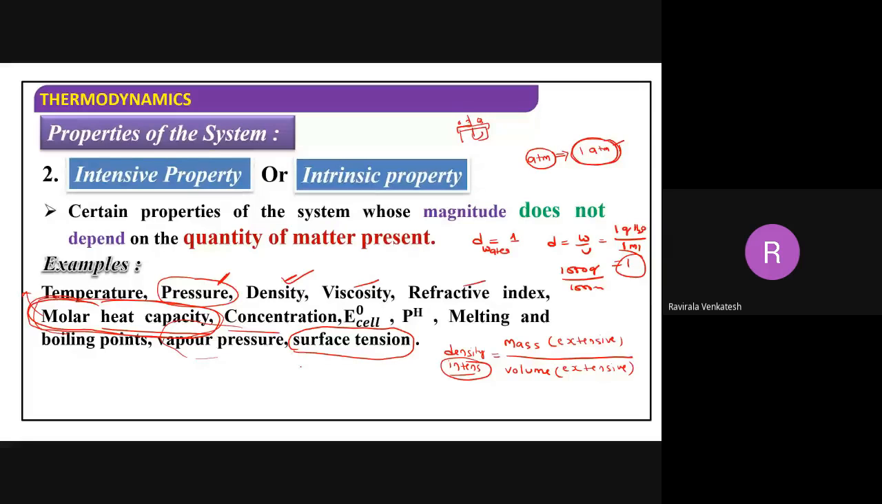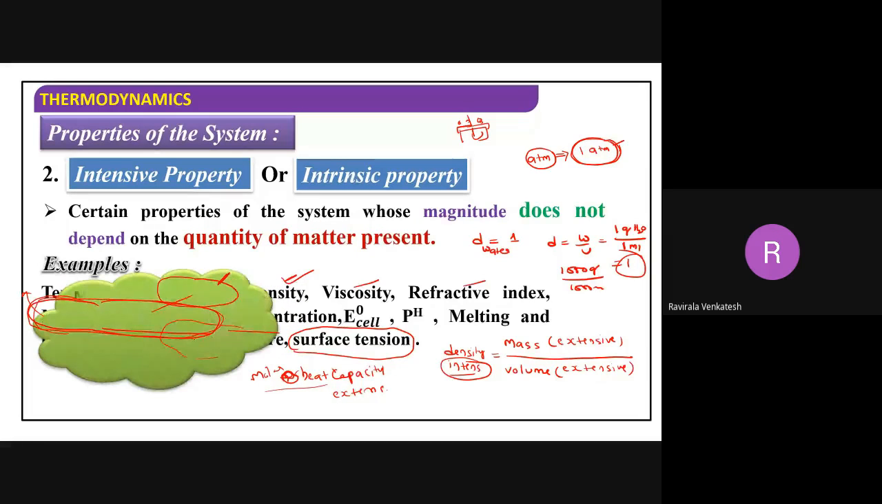Similarly, when you take heat capacity, which is an extensive property, but multiply it by the number of moles, if you consider it for 1 mole, that is molar heat capacity. Now this becomes what? Molar heat capacity is an intensive property. Right?